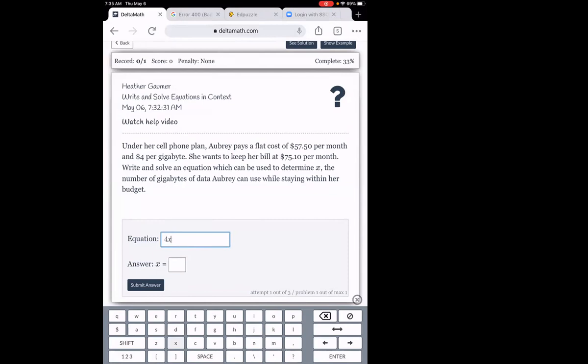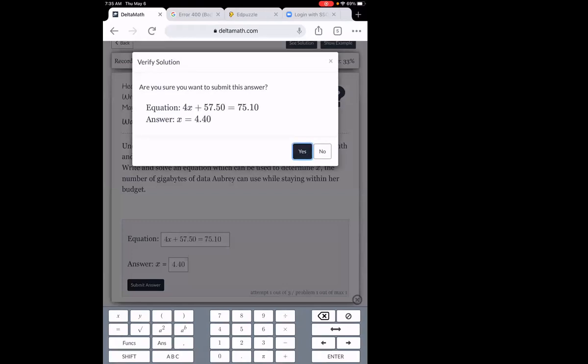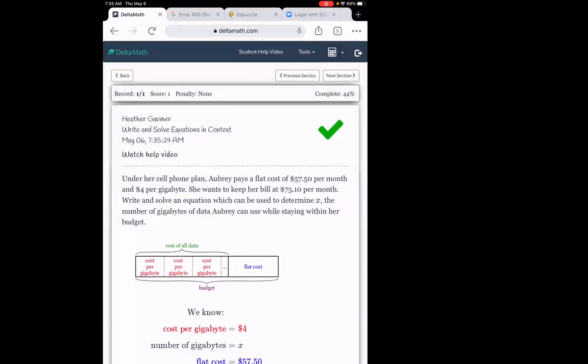All right, so then we're going to go back to plus $57.50 is equal to $75.10. And we said our final answer was 4.40. Let's see how we did. And we got it correct.